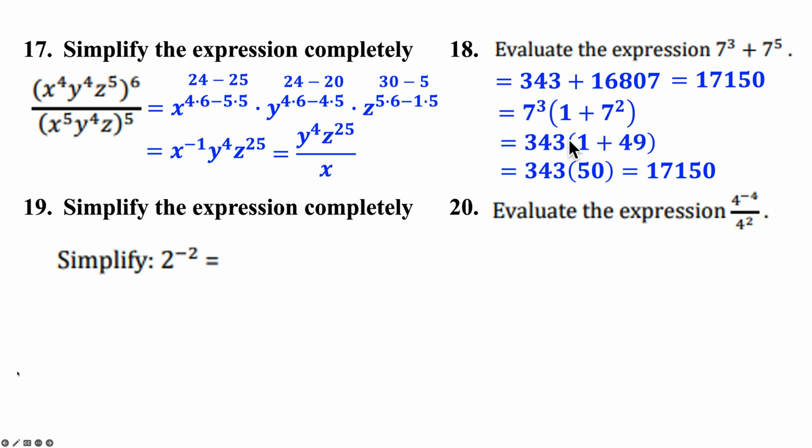Please don't copy this down. I think it's a little bit out of our scope. We haven't talked about factoring yet. When we do, I'll recall this problem for you.